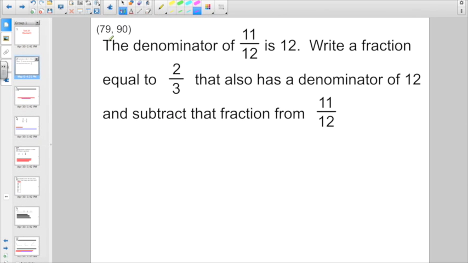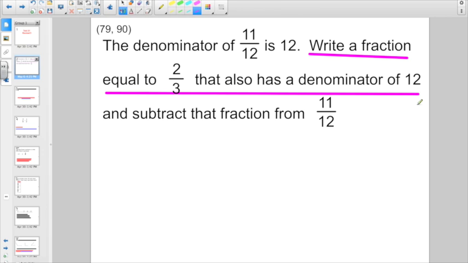One coming at us from lessons 79 and 90. It starts off saying, the denominator of 11/12 is 12. Write a fraction equal to 2/3 that also has a denominator of 12 and subtract that fraction from 11/12. So the main gist of this problem is right here. Write a fraction equal to 2/3 that also has a denominator of 12, right?